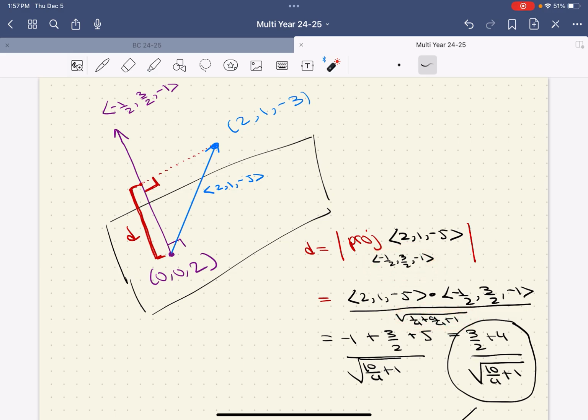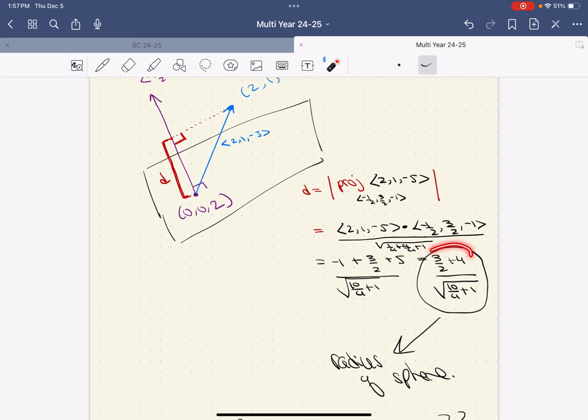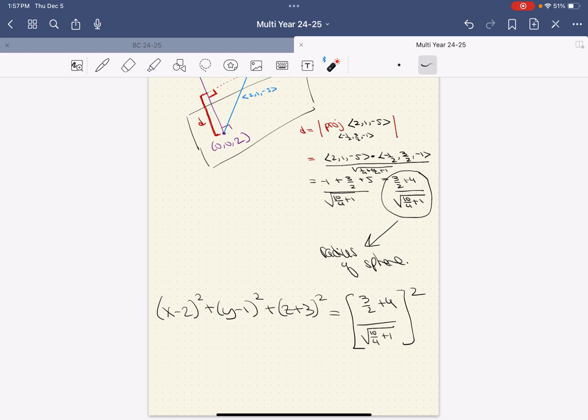You'll notice here I did not even bother to clean up my final expression. But this is r, and so this is, look at my gross r squared, and here's my center, the equation of the sphere.